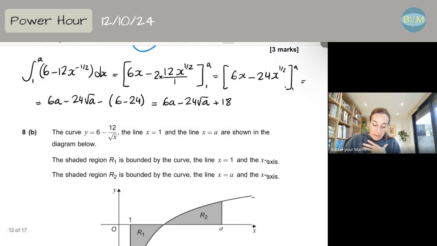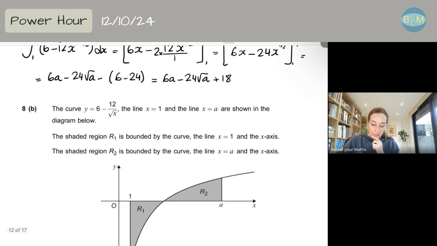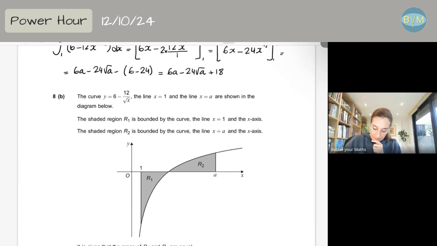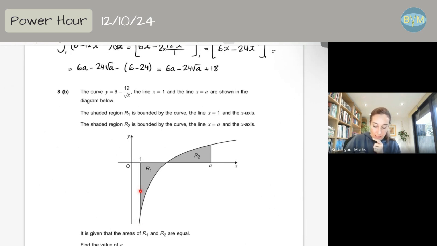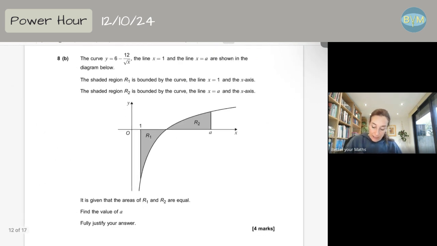Then this curve, the one that we just integrated, and the line x equals 1, so this one here, this is not the x-axis, it is x equals 1, as shown in the diagram below. Shaded region R1 is bounded by the curve, the line x equals 1, and the x-axis. And the shaded region R2 is bounded by the curve, the line x equals a, and the x-axis. So the sketch is quite clear. It is given that the areas R1 and R2 are equal. Find the value of a.